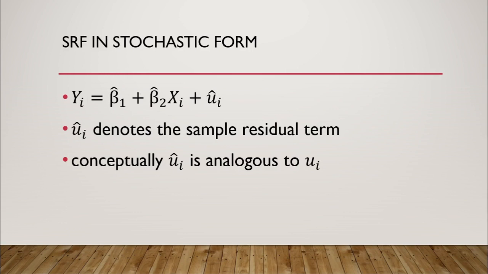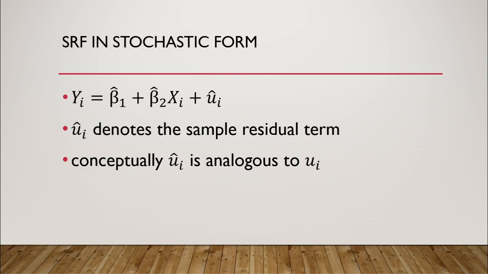Now let us write the sample regression function in the stochastic form. We are introducing the stochastic variable into the sample regression form. Whenever you introduce the stochastic term, on the left hand side you have to write yi, the actual observation of y. So yi is equal to beta 1 hat plus beta 2 hat xi plus ui hat. This is the sample regression function in stochastic form.